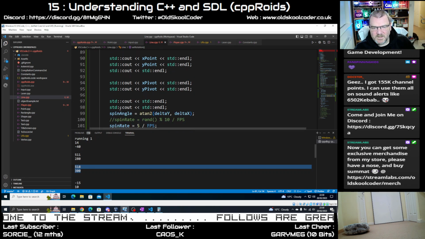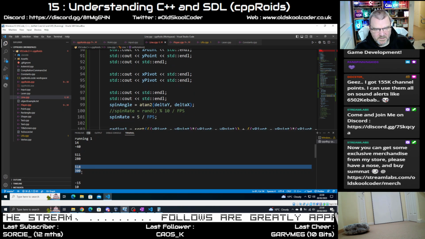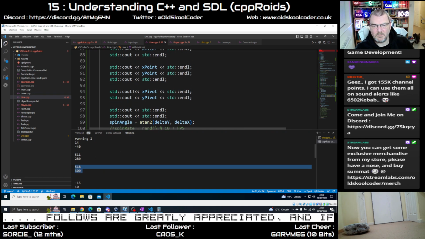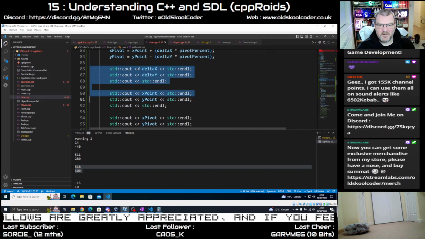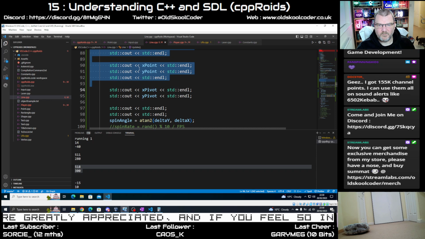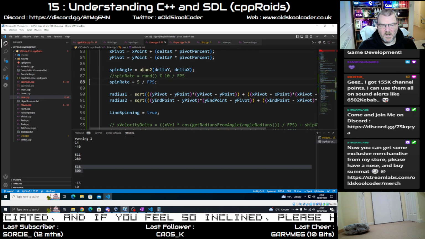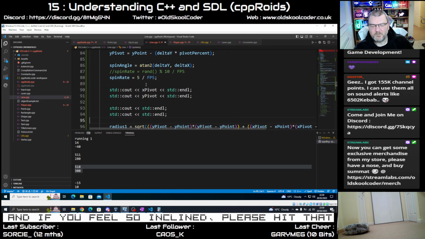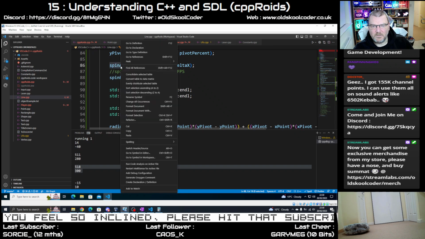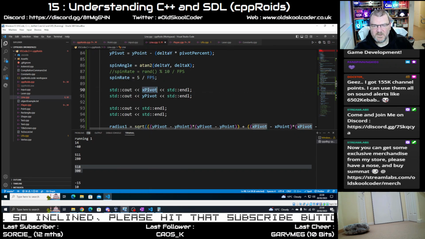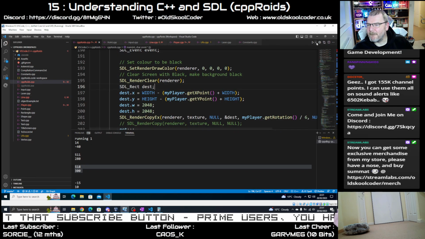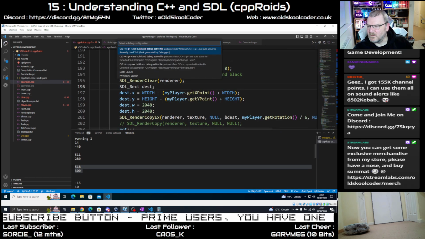Right. So the pivot point's right. So it's working out the pivot point right. So that's fine. So now we need to work out our angle. I'm happy that all that's working. So what I need to now know is what's our angle? What's the angle that it works out? And what's our spin rate? Because I think that's a bit low as well. Right. Let's run this again.